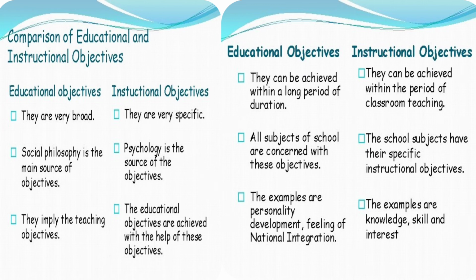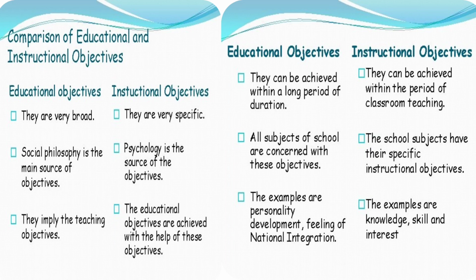Here the objectives are achieved with the help of the students only. You can see educational objectives take a long time duration, whereas instructional objectives are achieved within that particular period. Take for example, when I teach plant tissues, I have to make them clear what is xylem. So they should be very clear that xylem is meant for water conduction, phloem is for food conduction. Like that, they have to be refined. So it is linked with the classroom teaching.